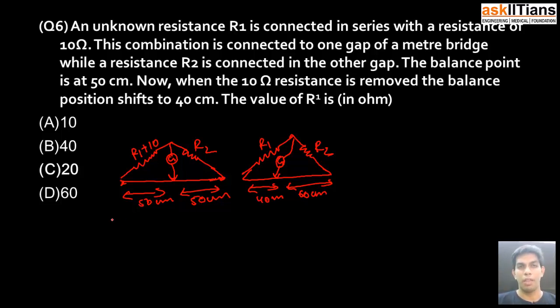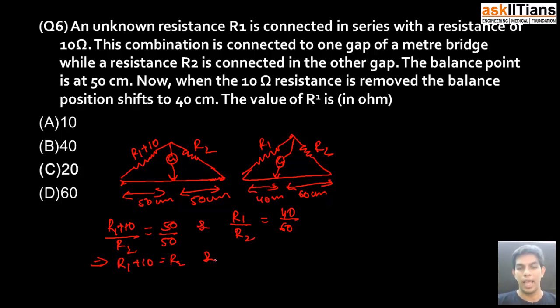Now I will use the Wheatstone bridge principle on which this meter bridge is based. So (R1 plus 10) divided by R2 is equal to 50 divided by 50. Similarly, R1 divided by R2 is equal to 40 divided by 60. So with these two, I get R1 plus 10 equals R2, and R2 equals 3 by 2 of R1. Using these two relations, I can write that R1 is equal to 20 ohm. Hence, C is my correct option.